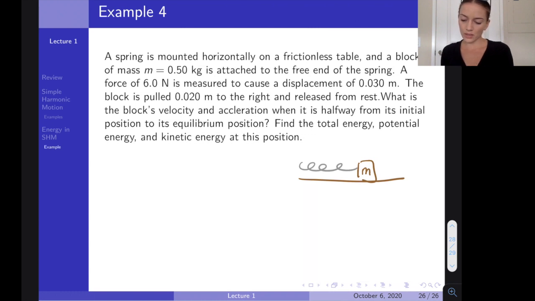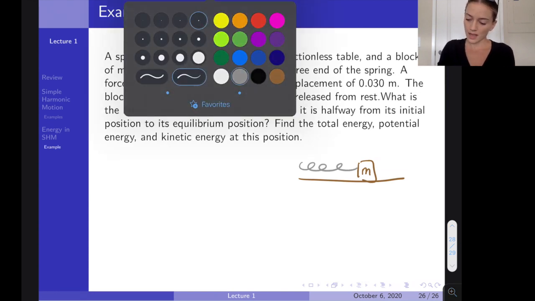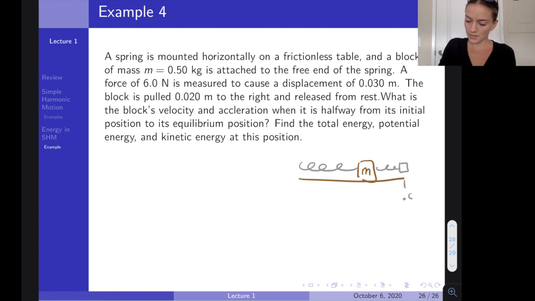Now the block is pulled 0.02 meters to the right and then released from rest. So it's pulled out to here. This is our equilibrium position. So it's pulled 0.02 meters to the right and then released from rest, so its maximum amplitude is 0.02 meters. What is the block's velocity and acceleration when it is halfway from its initial position out here to its equilibrium position? So we want to know the acceleration and velocity when it is right there, at half the amplitude. We want to find the total energies associated with that position.